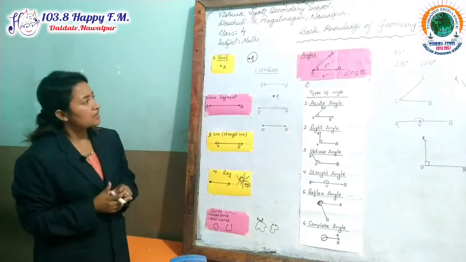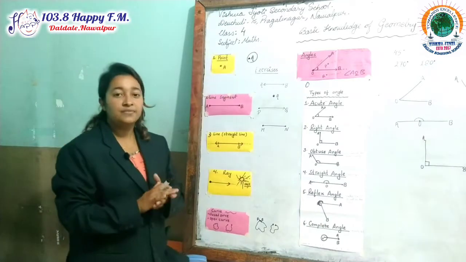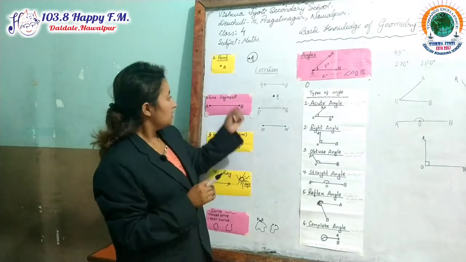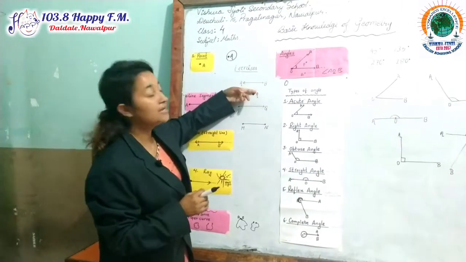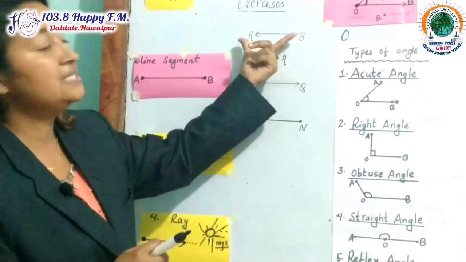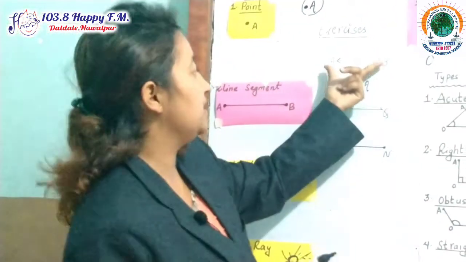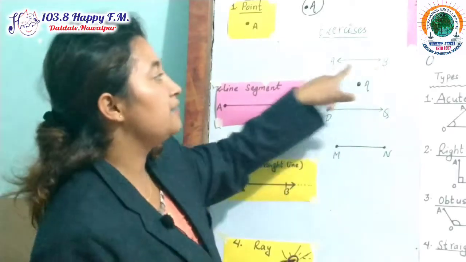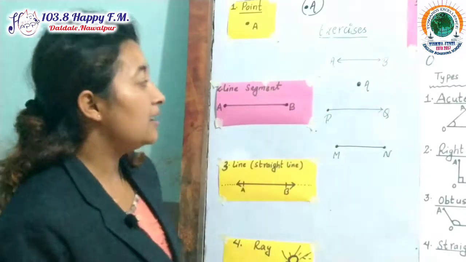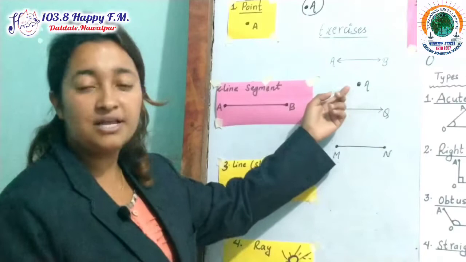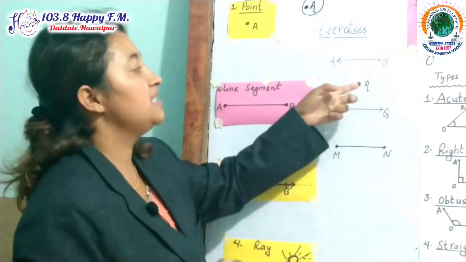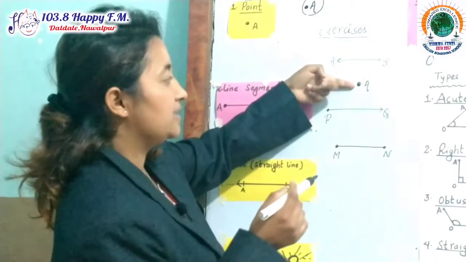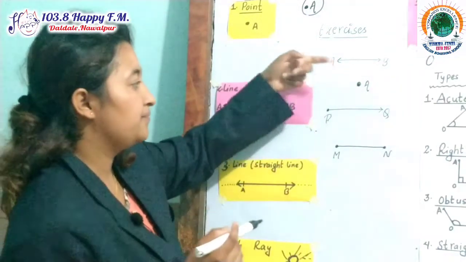So students, let's get into the exercise now. Can you identify the pictures here? Okay, what is the first picture? AB. What is this AB? Yes, obviously this is a straight line because it can be extended from either side. Now can you tell me what this is? Yes, definitely, this is a point. It is a dot, so it can be named point A.